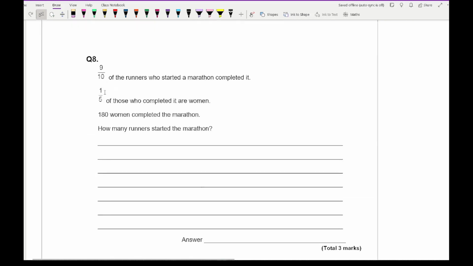Then moving on to question 8, it says 9/10 of runners who started a marathon completed it. 1/5 of those who completed it are women. 180 women completed the marathon. How many runners started the marathon? So for this, what I need to work out is that basically 1/5 equals 180. So that then means that in terms of the total that completed, the total completed is going to be 180 times 5, which is 900.